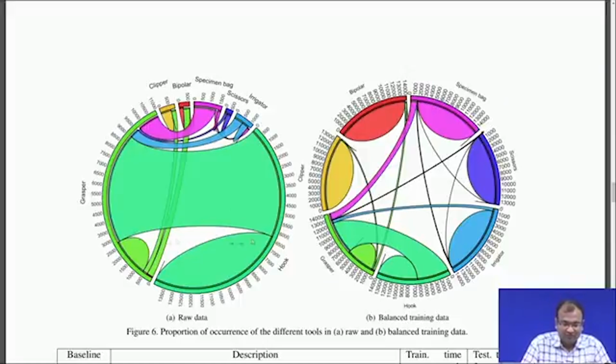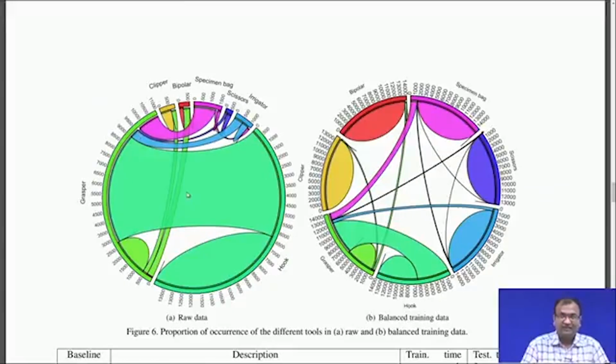Now, whenever you see these codependencies on these frames, there are a few frames which have a grasper as well as a clipper and bipolar. There are some of them which have a grasper as well as a specimen bag present together. There are some which have a scissor and a grasper present together.